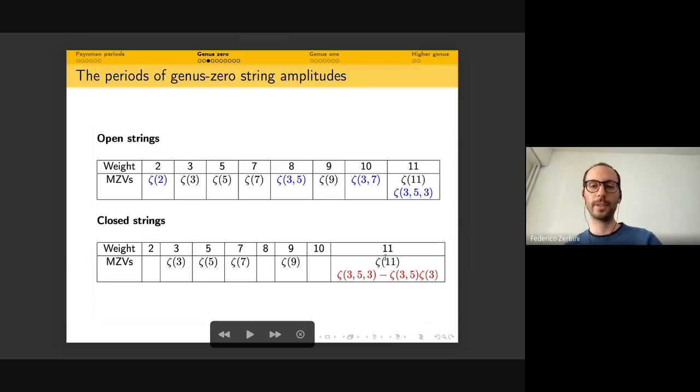So here, of course, in the open string case, you get zeta(3,5,3) and products of zeta(3,5) with zeta(3), so of course you get this one. But in the closed string case, you only get this very special combination. You don't just get zeta(3,5,3) alone. So something rather special happens for closed string amplitudes, and the first part of the talk is about this phenomenon. I would like to tell you from the periods' viewpoint what's going on.